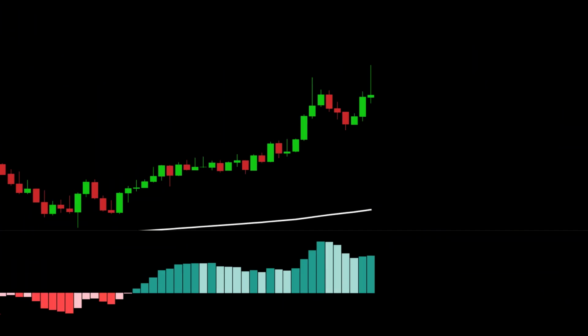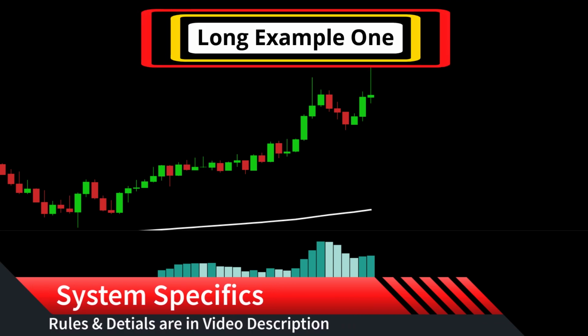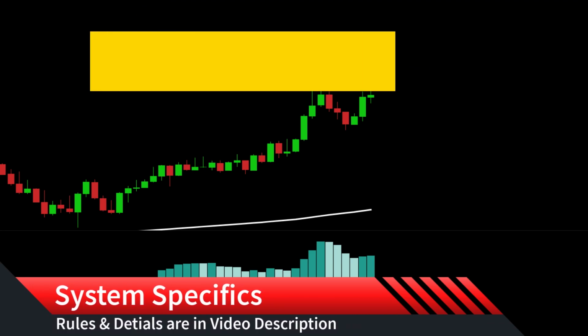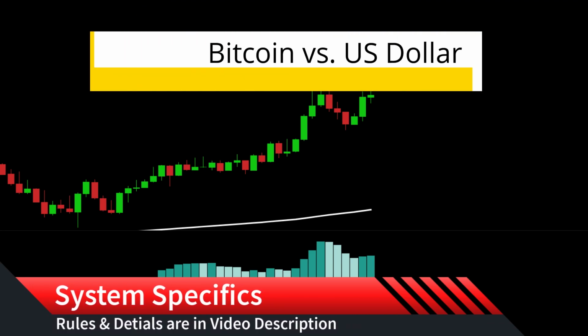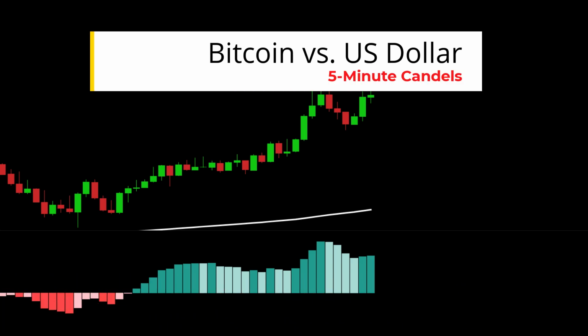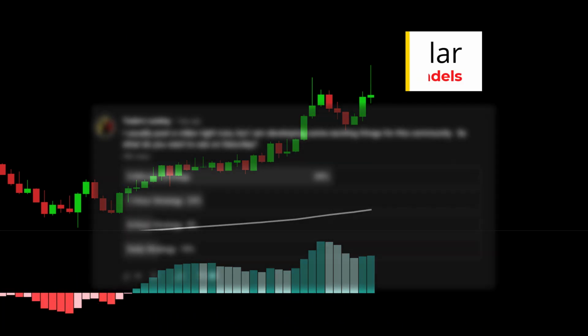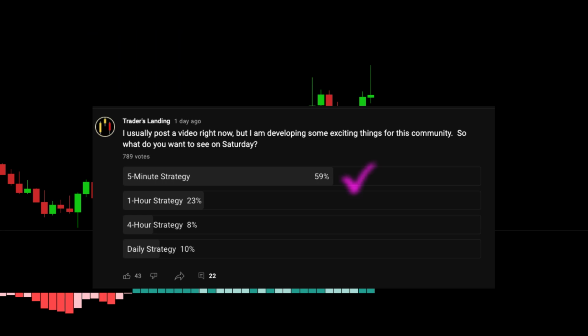Let's go over entry criteria and review some examples. As always, system rules and details are listed in the description below. This chart is Bitcoin versus the US dollar, and per your request, I am going to use 5-minute Japanese candlesticks.